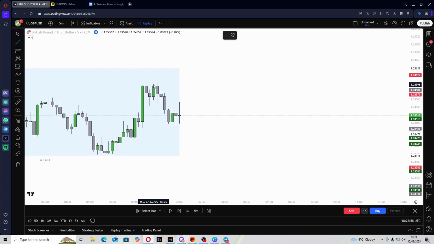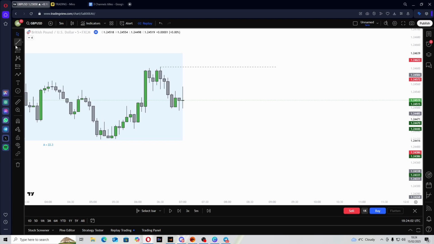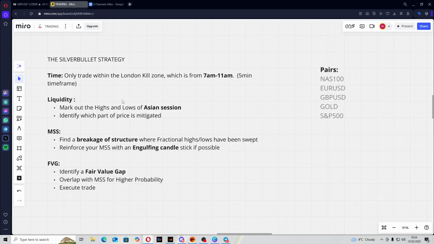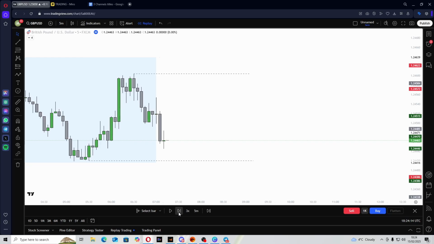So you mark out the highs. This is the most recent high right here of the Asian session price range, and this is the most recent low right here. Okay, so we're going to mark out both of these levels, and what we're going to be doing from now is identifying which part of price is mitigated. So we need to see if it sweeps the highs or the lows.